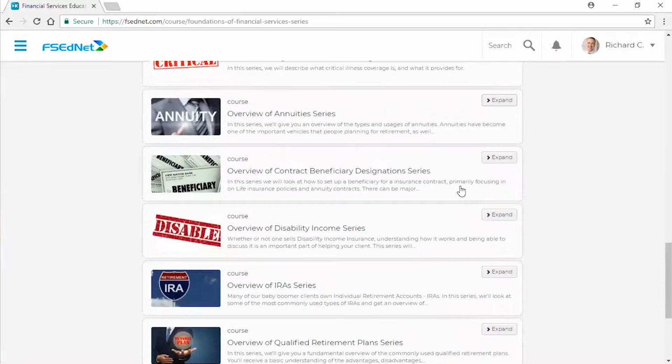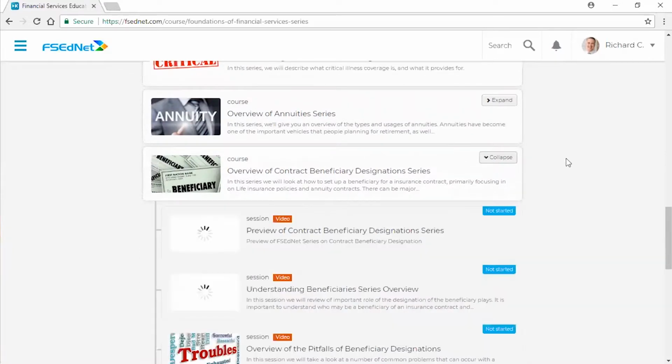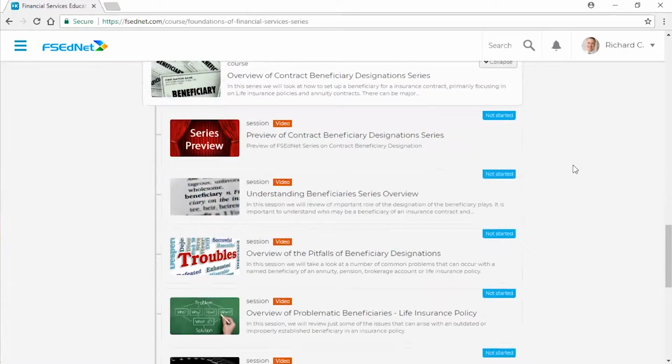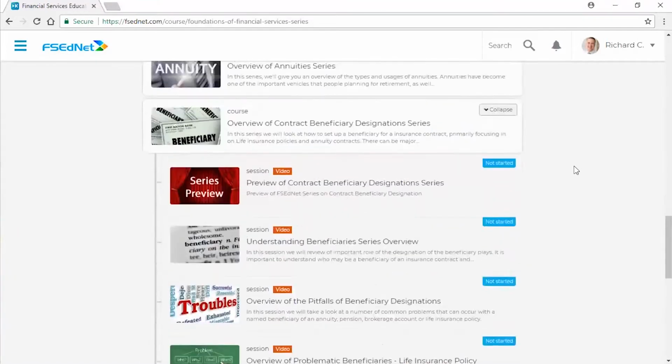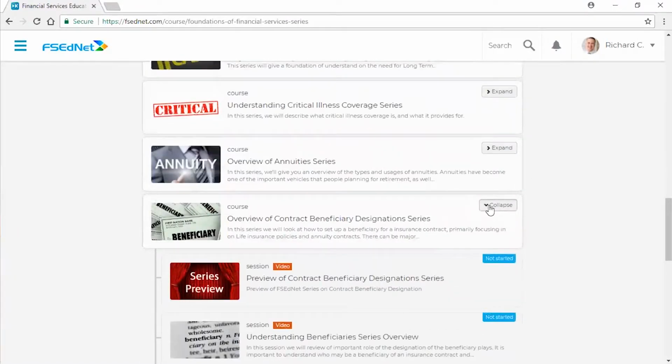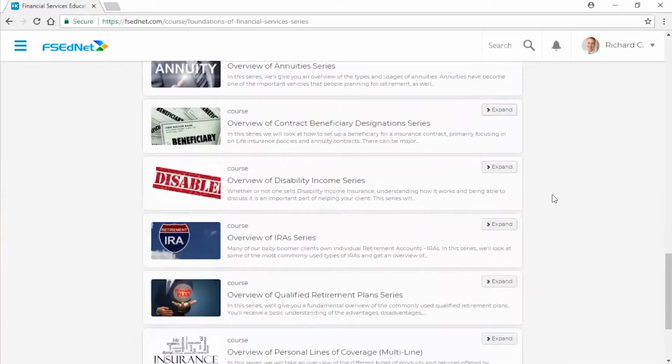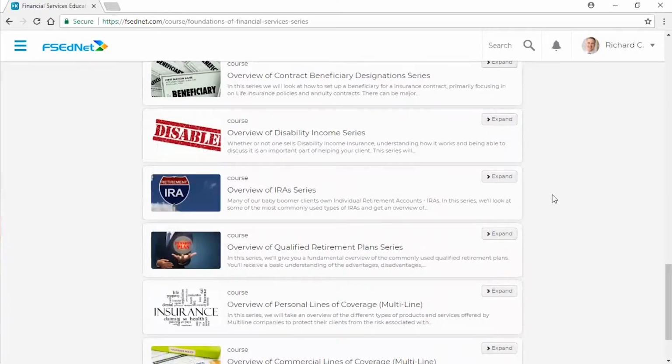Understanding contract beneficiaries for both life insurance and annuity is an important series, but not only on ensuring that today's consumers understand all the ramifications of not doing it properly, but what could happen if not kept up to date. We will learn about disability income insurance.